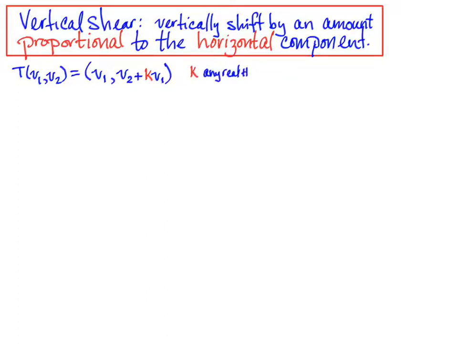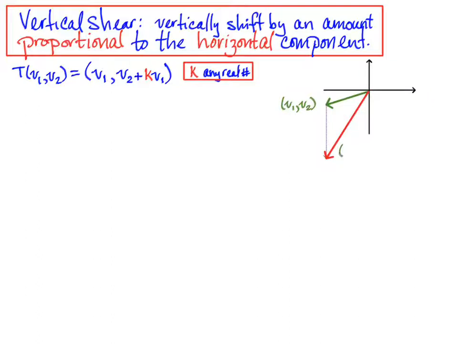And here, K can be any real number. It doesn't have to be positive. It could be negative. Okay. So let's look at what it looks like. So we're starting with a vector V1, V2. And we're going to add something to the second component. So the new vector is V1, comma, V2 plus K times V1. We're adding to V2 an amount proportional to V1.